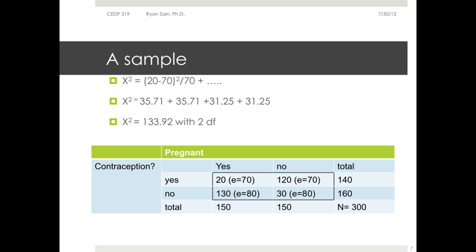So anyway, the end result is that we have all these things here for our chi-square. So we're going to go 35.71, 35.71, 31 and a quarter, 31 and a quarter, which equals 133.92, divided by 2 degrees of freedom. So the question is, is that significant or not? And the answer is, in this particular case, yes, it is significant. So we now know that contraception and pregnancy are related in some way. There's some sort of non-random distribution with this particular data set.